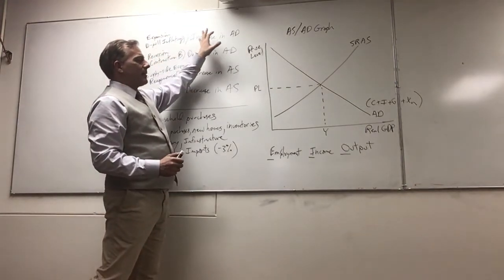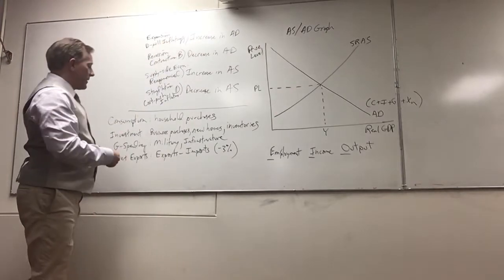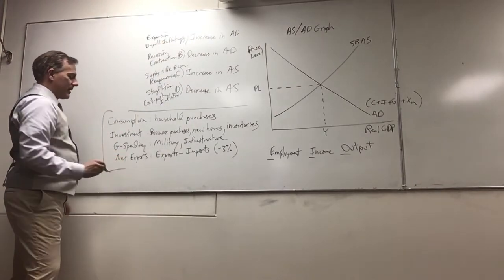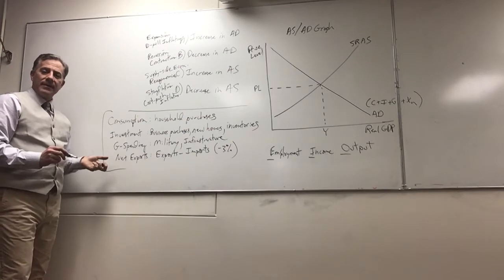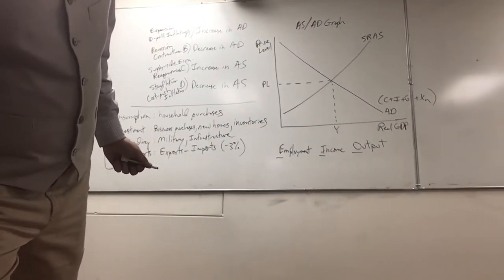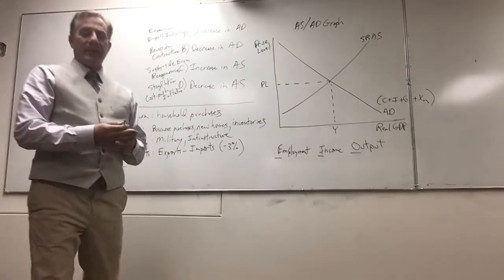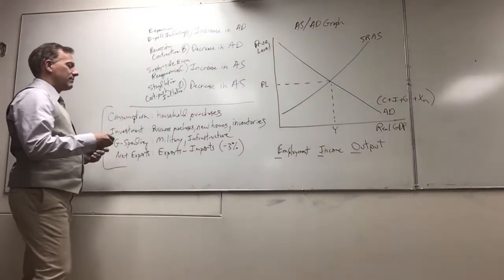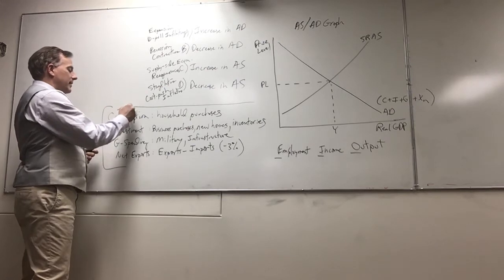First of all, aggregate demand consists of these four things, right? Consumption, investment, government spending, and net exports. And so anything that impacts those is going to shift aggregate demand. So consumption is what? Well, first of all, it's 70% of the economy.